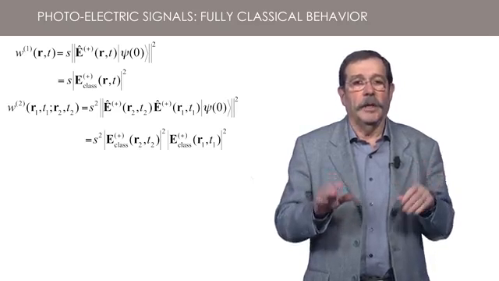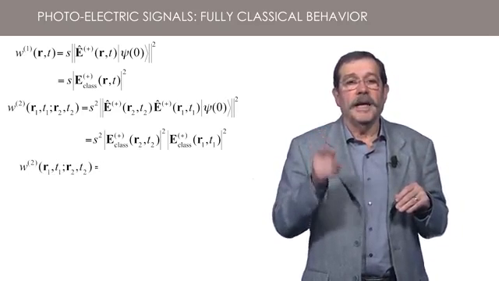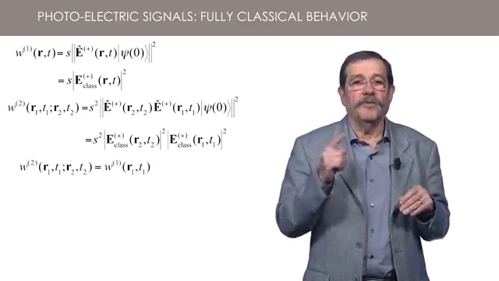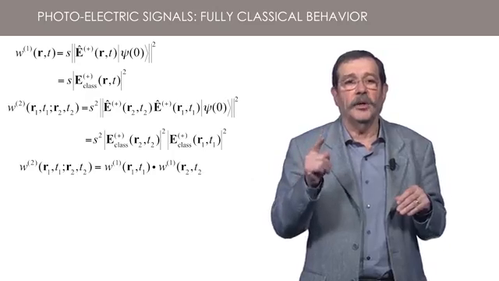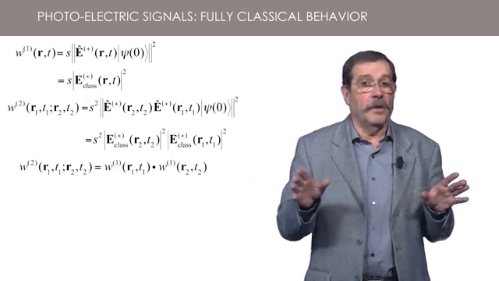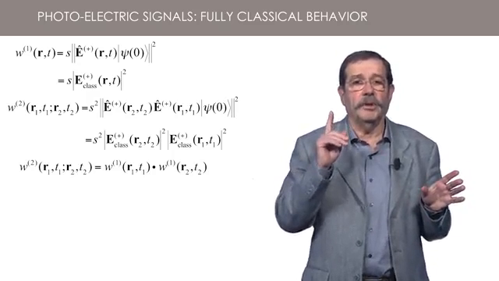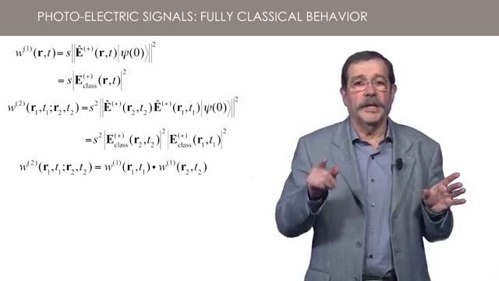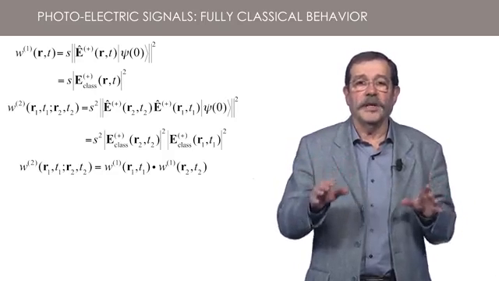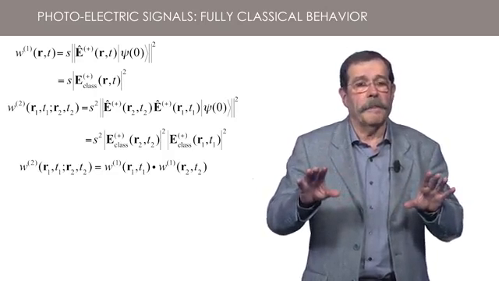In particular, the double photodetection signal W2 is equal to the product of the single photodetection signals at the same points and times. This is in contrast to what we had found in the case of a single photon, where the double detection is null, although the single detection signals are both different from zero.